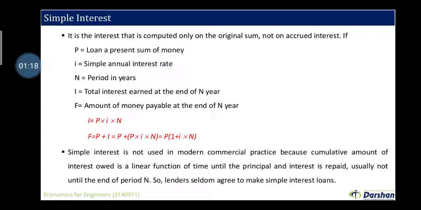Okay, so P means what? The loan, the principal sum of money. R means what? The simple annual interest rate of the year. N is the period in years, for example 2 years, 3 years, 4 years. Then I is the total interest earned at the end of the n years. F is the amount of money payable at the end of the period. Okay, so here are the formulas regarding simple interest.